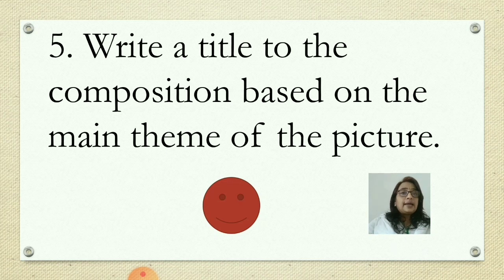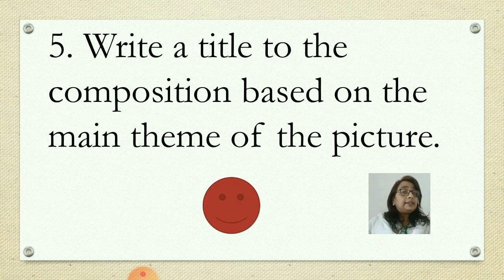Fifth step, write a title to the composition based on the main theme of the picture. Now what happens, children, when we see the picture for the first time, something comes to our mind: oh, this picture is based on this theme, isn't it? For example, when I showed you the picture of that birthday party, immediately the theme must have come to your mind: oh, this is the picture of a birthday party. So we gave names to the characters in the picture, and then we selected the topic Ramesh's birthday party, or we could have given only birthday party also.